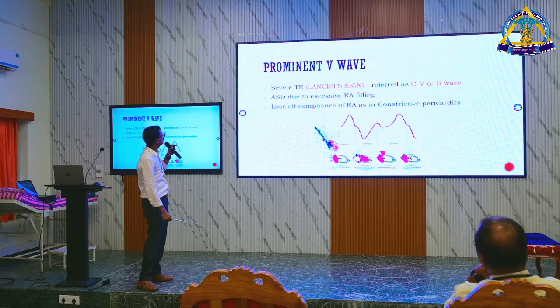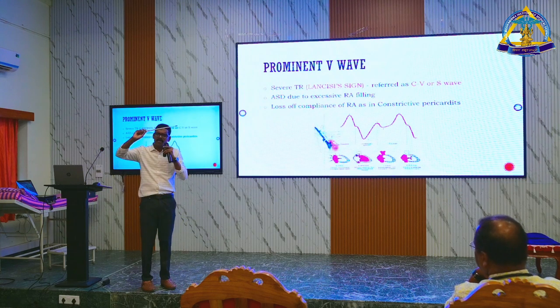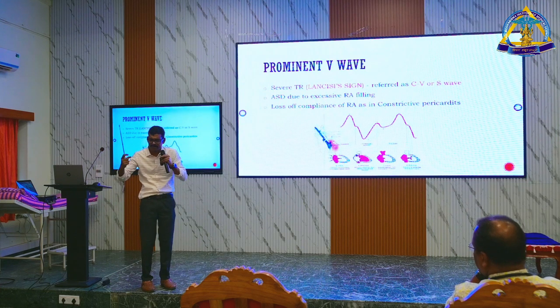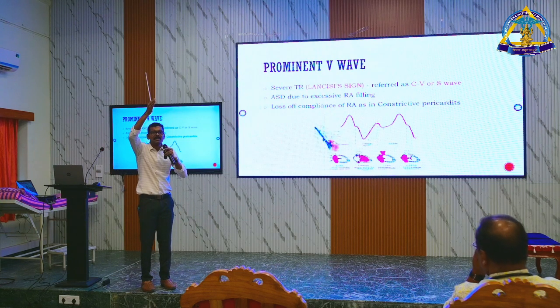So a prominent V wave, for practical purpose, is severe tricuspid regurgitation during the third phase, because that's the phase when the valve should be closed. If you have a regurgitation, the blood comes back, raising the pressure, raising the V wave.